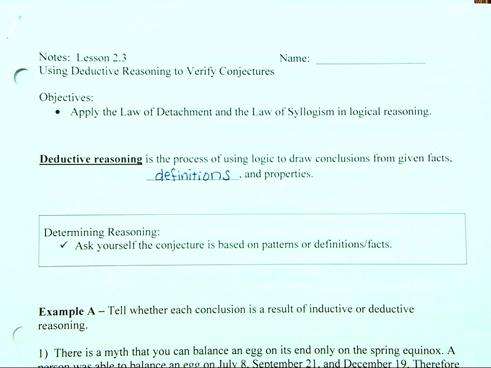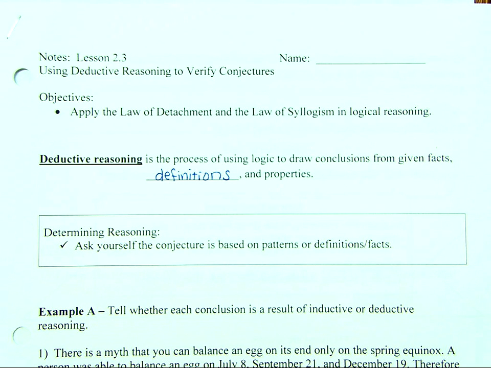Lesson 3 introduces us to deductive reasoning, and it also talks about applying the law of detachment and the law of syllogism in logical reasoning. So the definition for deductive reasoning says it is the process of using logic to draw conclusions from given facts, definitions, and properties.